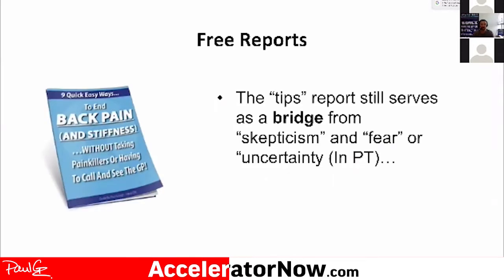Free reports look like this. The TIPS report. TIPS report serves as a bridge from skepticism and fear. Rule 101 of business. How do I take you, Mr. Skeptical? Right now, Eugene, Mr. Skeptical about everything. Literally, right? And that's where we are. That's how we all are born, by the way. Skeptical about everything. What's the difference between being skeptical and certain? You bet. Information. Information that helps me understand what it is I'm getting into. That if you want my $2,000, help me understand it.